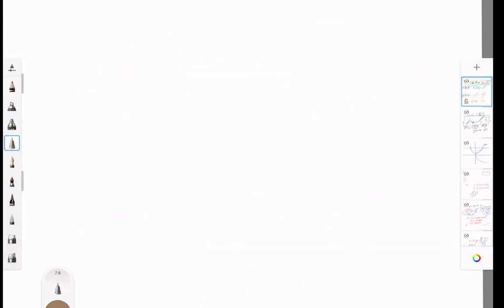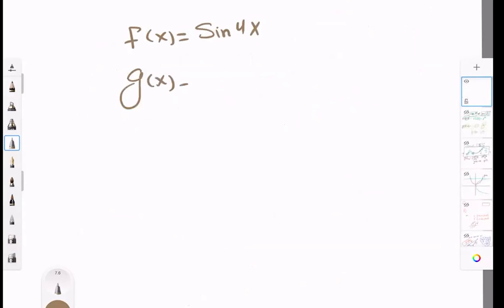All right. Another example. F of x equal to sine of 4x. G of x equal to radical x. Find the formula for f of g of x.